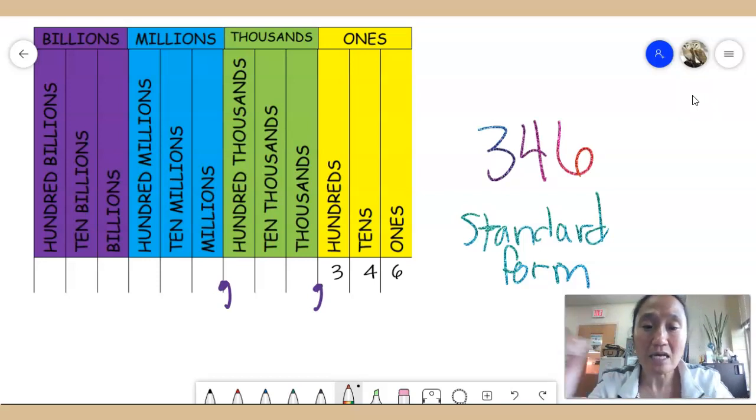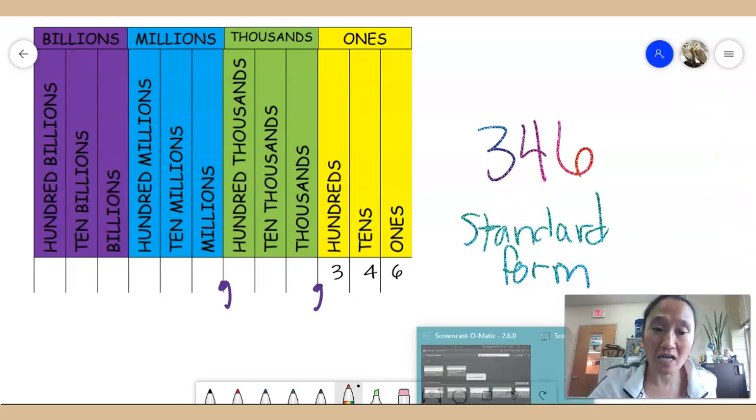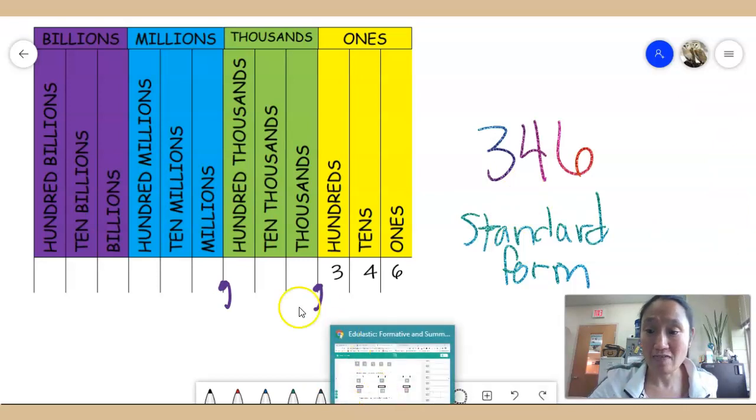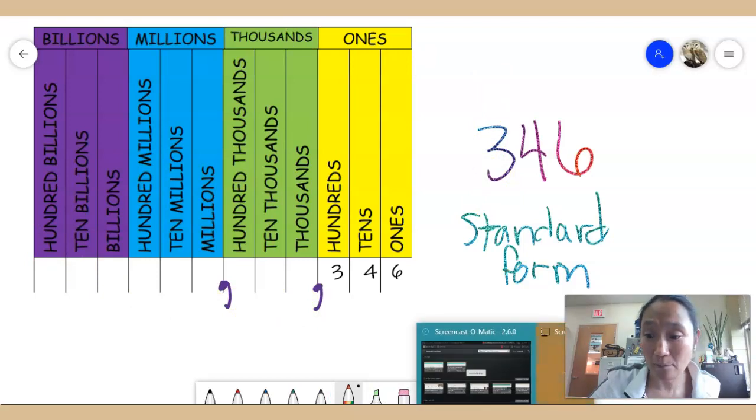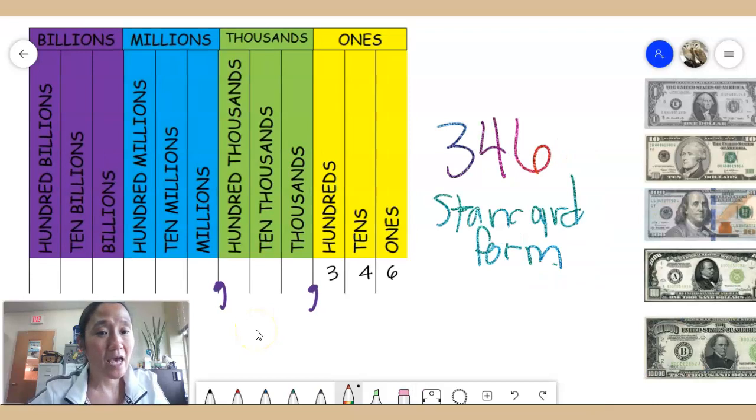All that's telling me is how many groups I have in each place. I have 6 groups of 1, 4 groups of 10, and 3 groups of 100. Think of them as paper money if you would like to. That would probably be the very best way to think about this. Hey, I have some paper money, and that's how many pieces of paper I have in each place. So standard form just tells us how many groups we have in each place.